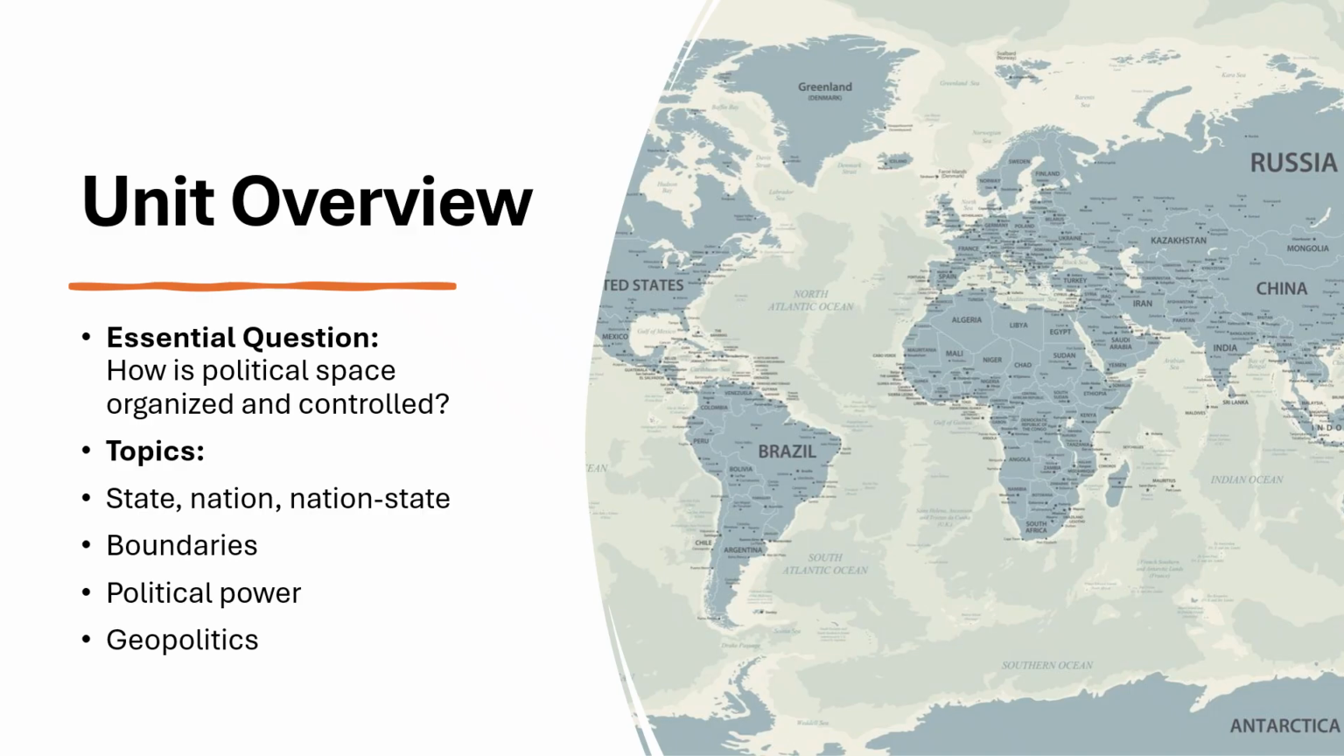Our unit overview for this review starts with the essential question: how is political space organized and controlled? Topics in this review include states, nations, nation-states, boundaries, political power, and geopolitics.